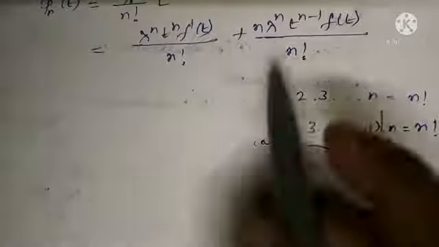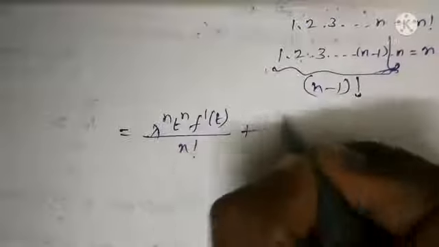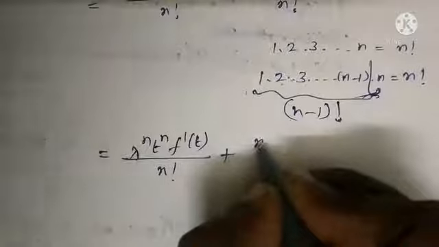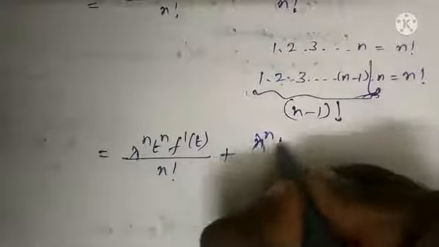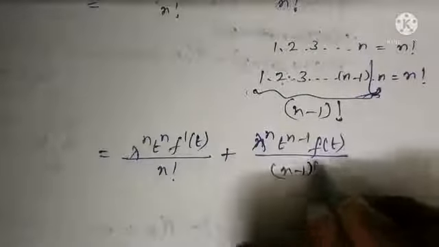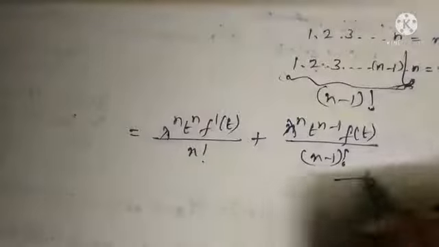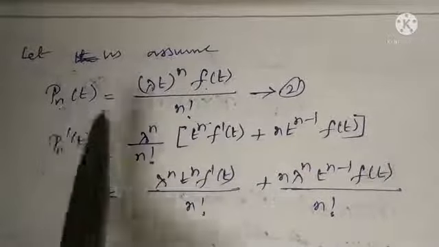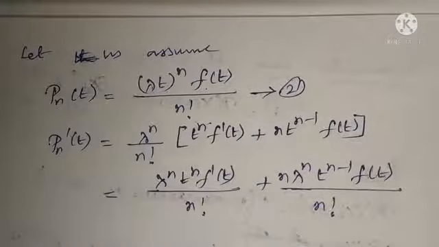So I am going to rewrite this, which is C lambda power n t power n f dash of t by n factorial plus, n gets cancelled, lambda power n t power n minus 1 f of t by n minus 1 factorial. Let us assume this be the third equation. I have Pn of t and differentiated, I got some answer which I have written as third equation.